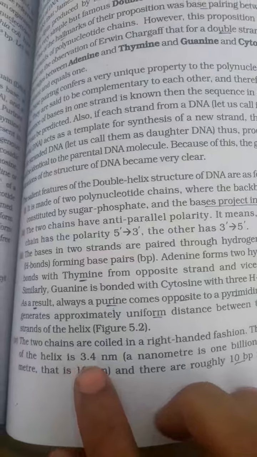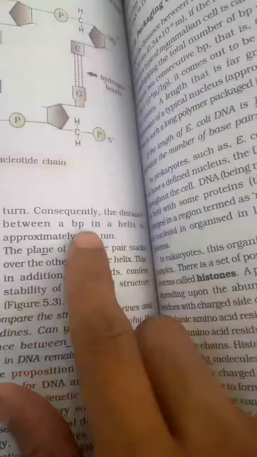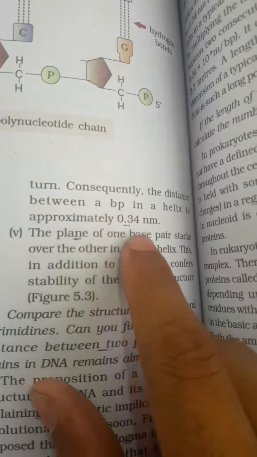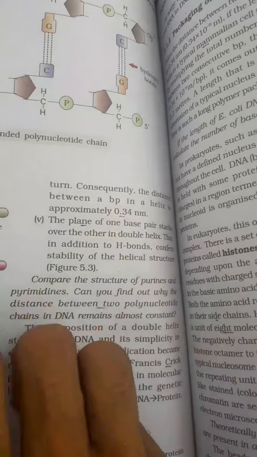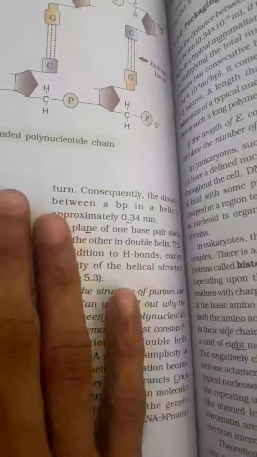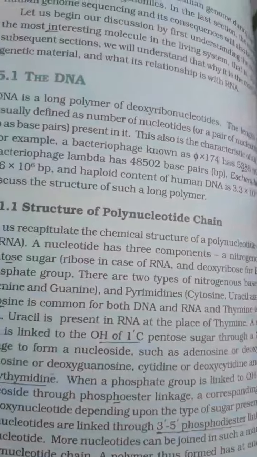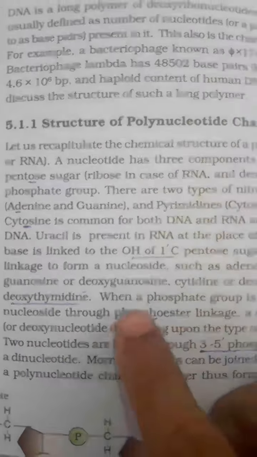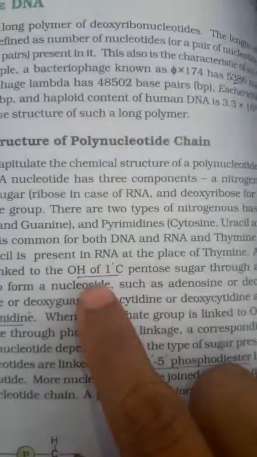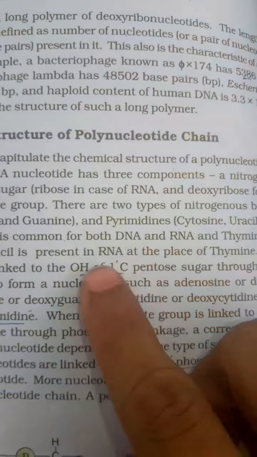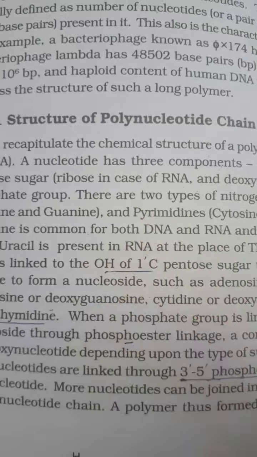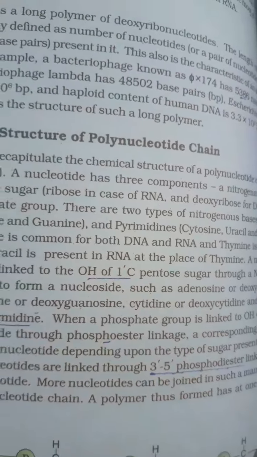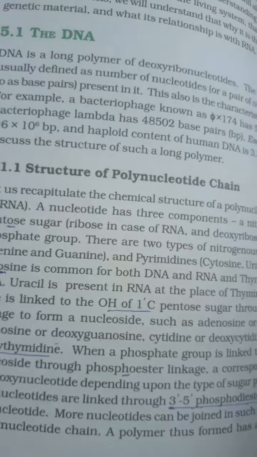Each turn is around 3.4 nanometer, and the distance between the two base pairs is 0.34 nanometer, and the plane of stacking gives the stability along with the hydrogen bond. There is 3' to 5' phosphodiester linkage, and there is the N-glycosidic linkage between the nitrogen base and the pentose sugar. So this is how.